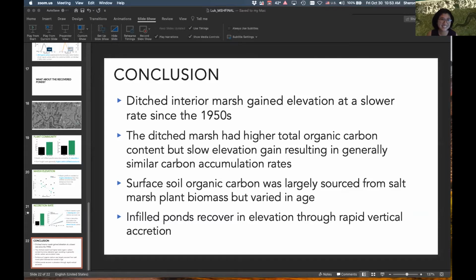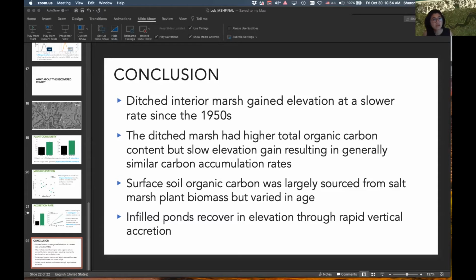Okay, we can go on to another one. Gabby, you can answer this. Are these ditches continuing to be maintained? Sure, like I said, we're doing selective ditch maintenance to this day. So yes, some of them are being maintained, not all of them.